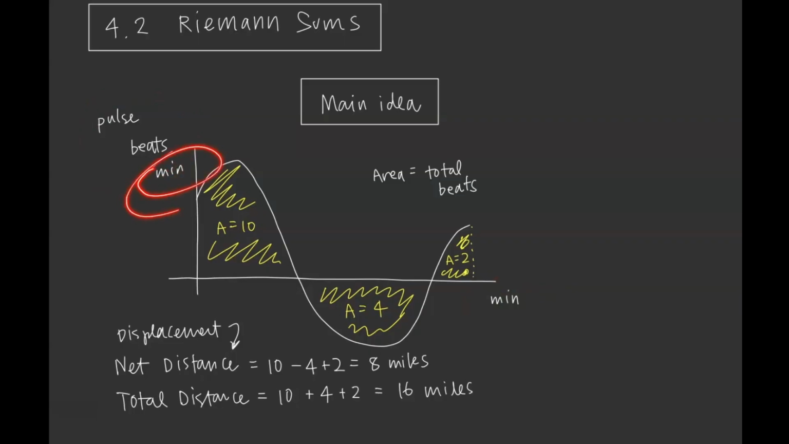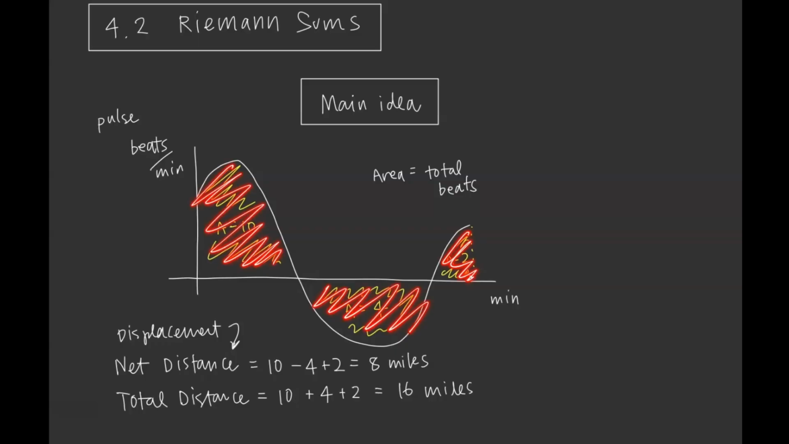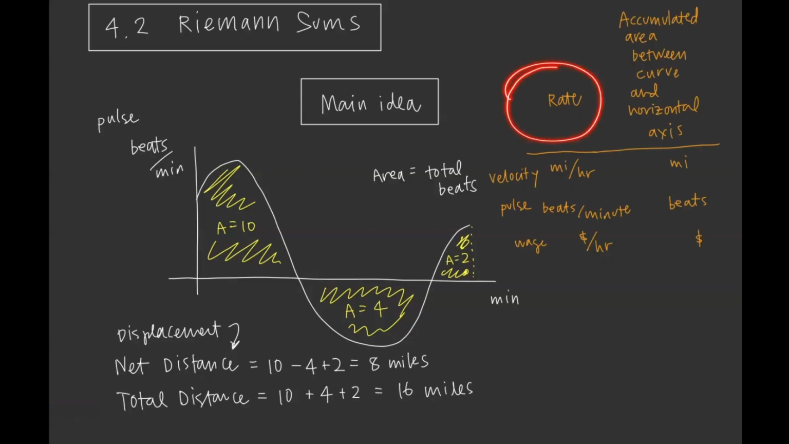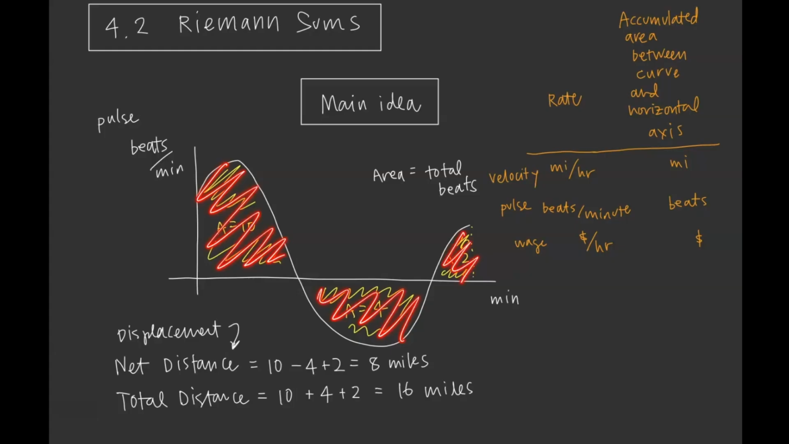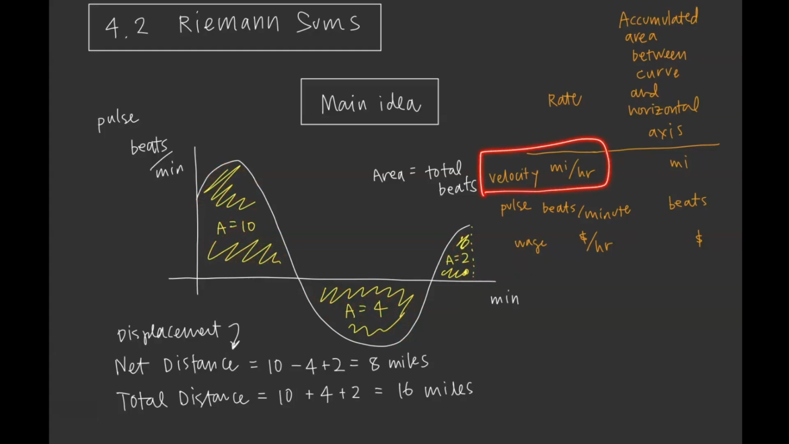So the idea is if you're given a certain rate over a time or over something that you're keeping track of, then you can accumulate or count up the total number of beats or miles or dollars or calories by counting up the area between the curve and the horizontal axis. So if you've got a rate that you know certain information about, then the accumulated area between the curve and the horizontal axis will be counting things for you. For example, if a curve represented velocity, and you found the area between the curve and the horizontal axis, you would be counting up all your total miles.